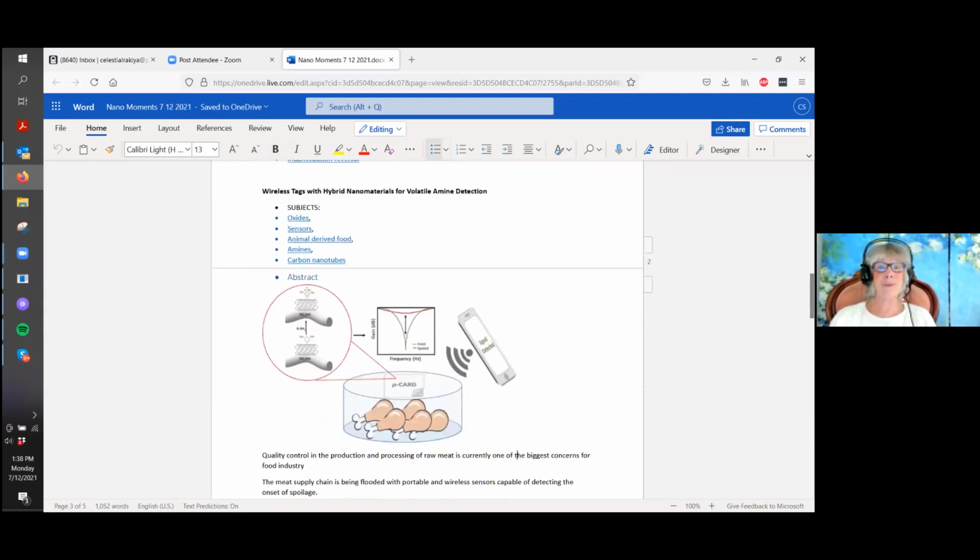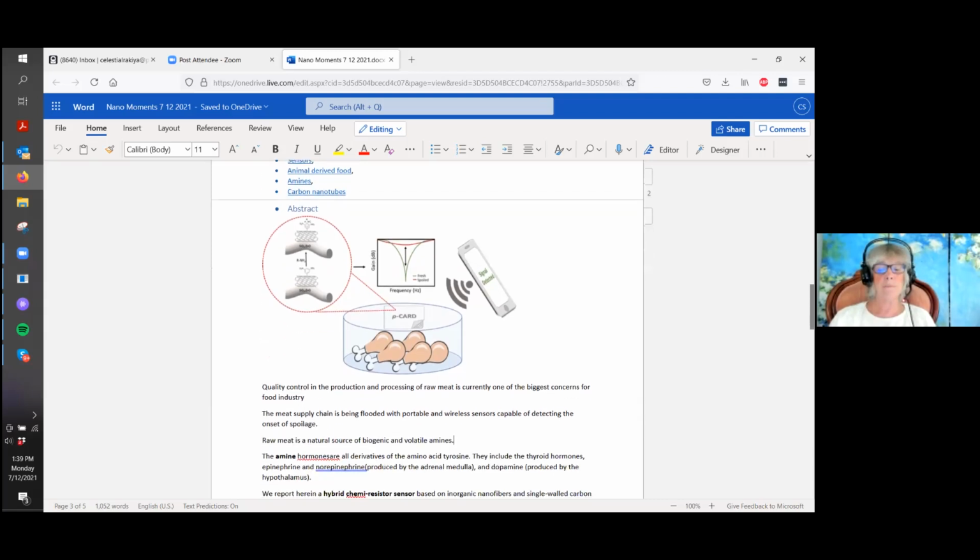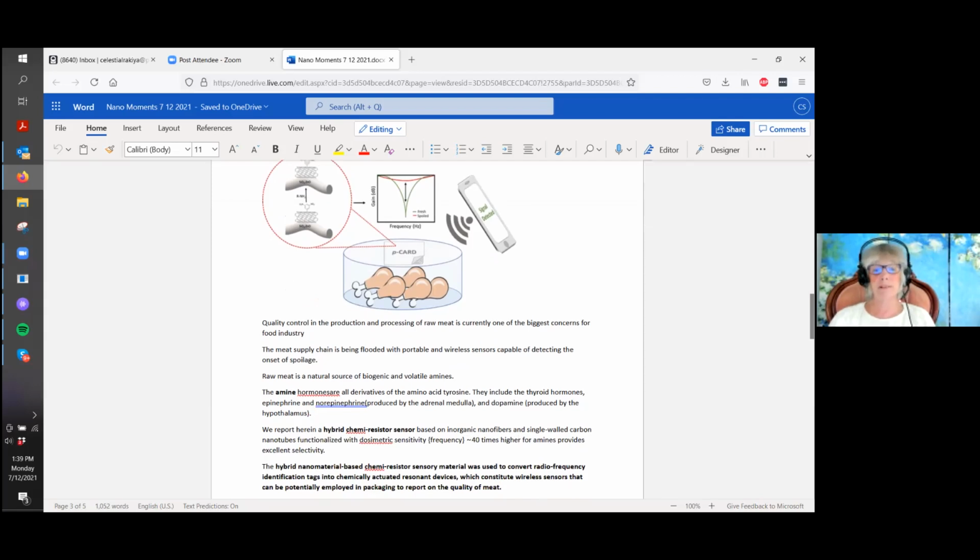So we're only going to look at 3 studies today because I know it's a little dense. So the next one is wireless tags with hybrid nanomaterials for volatile amine detection. And the subjects that we're talking about are oxides. And you're hearing about that graphene oxide in that Spanish report, sensors, animal-derived foods, amines, and carbon nanotubes. And here's a picture of what this looks like. I don't think it's the best graphic in the world, but at least we have something.